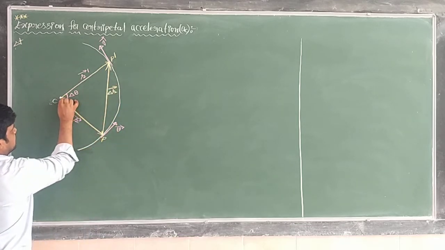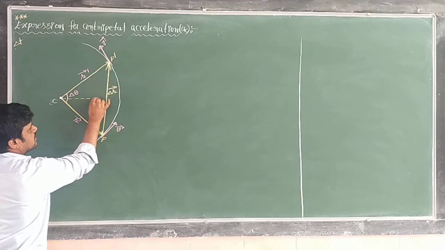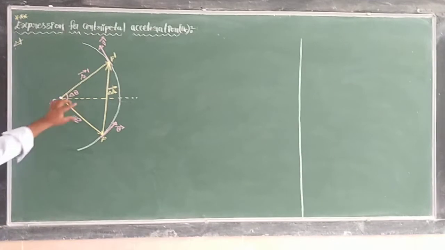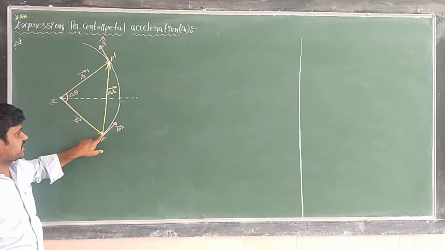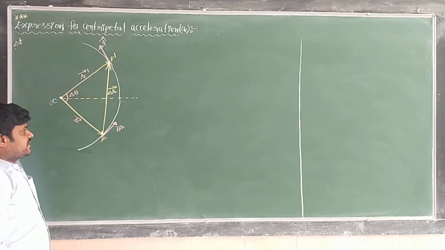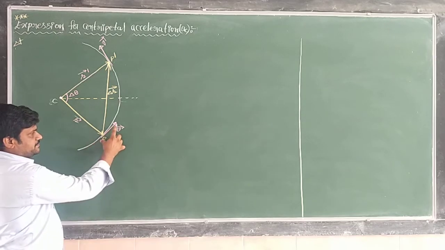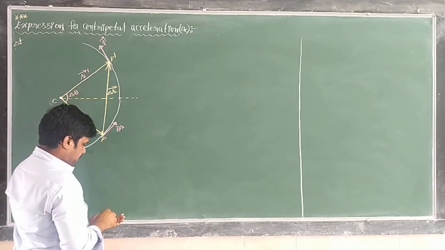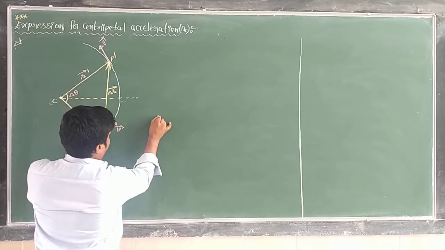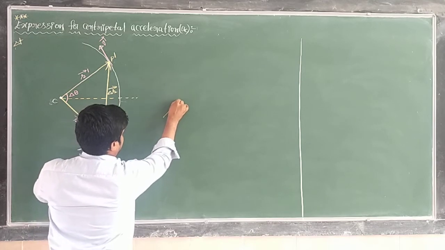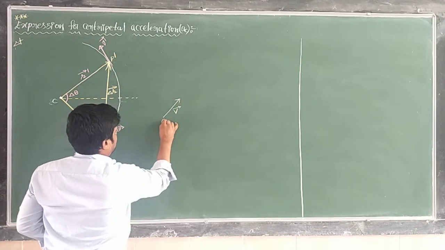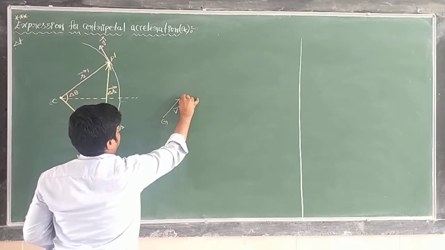Now this is the center of the circular path. This is the displacement of the particle. Initially the particle is here, and after some time it has reached this point. Suppose this is V. From this P, parallelly, I am drawing a vector like this. This is the V bar I have taken.